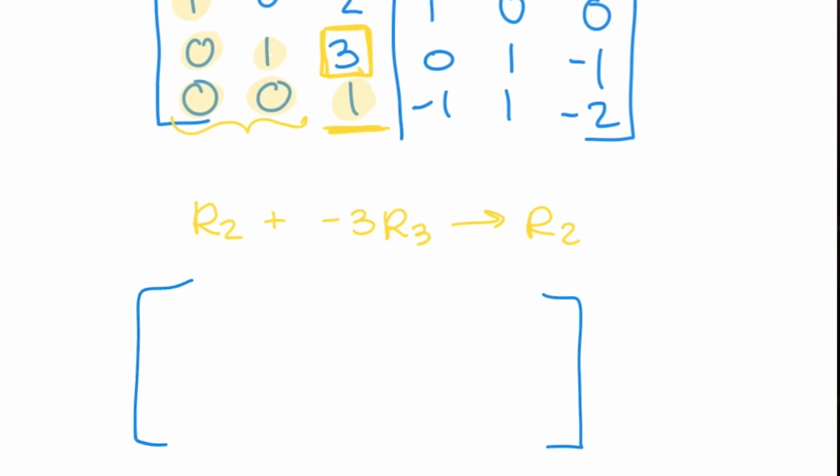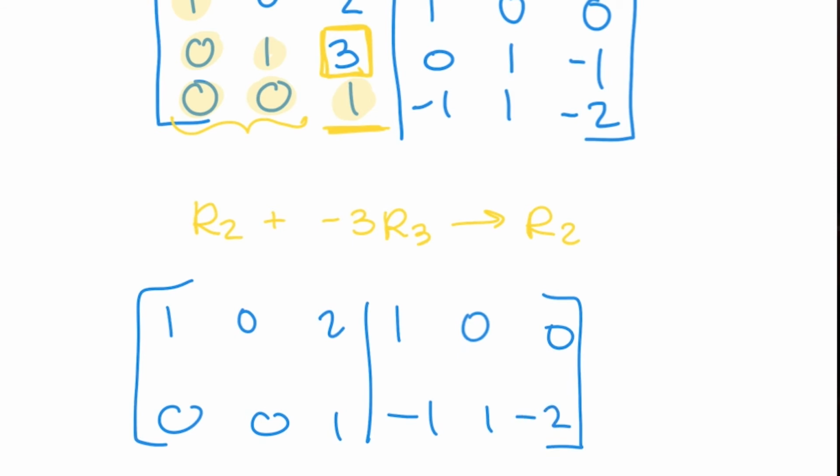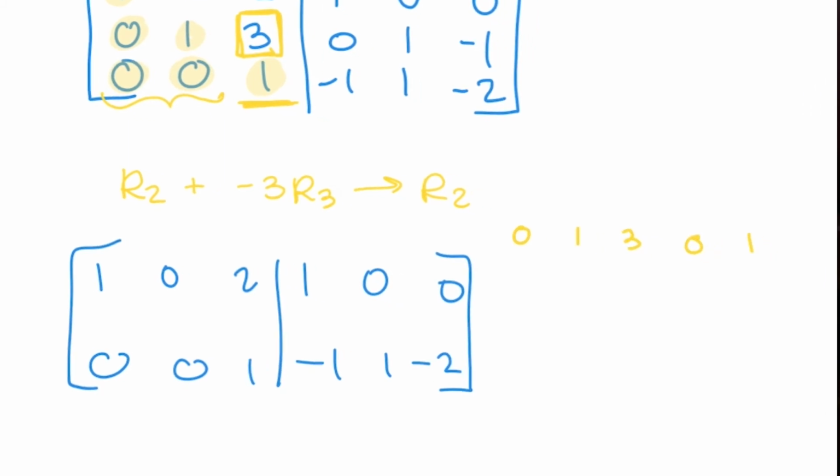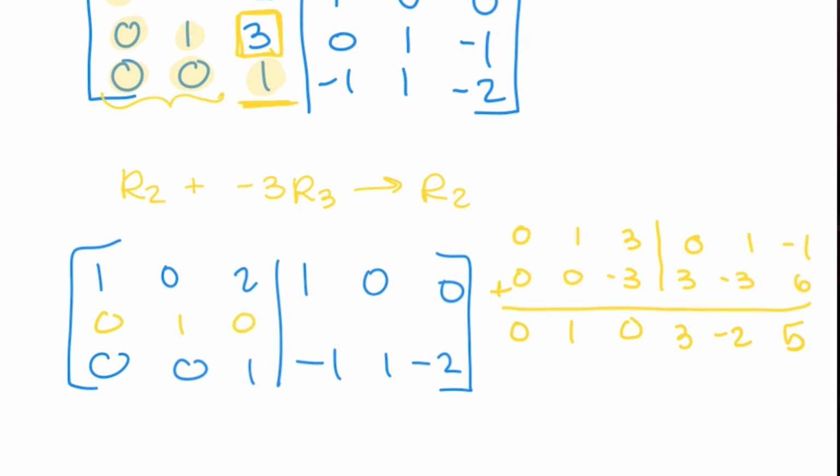And this is going to change row 2. So row 1 is still 1, 0, 2, 1, 0, 0. Row 3 is done. That one's not changing. And then I'll write these numbers off to the side. So we're going to have row 2. Those numbers are 0, 1, 3, 0, 1, negative 1. And then if I multiply row 3 by negative 3, that's 0, 0, negative 3, 3, negative 3, 6. So adding these together will give me my new second row. That's 0, 1, 0, 3, negative 2, 5.